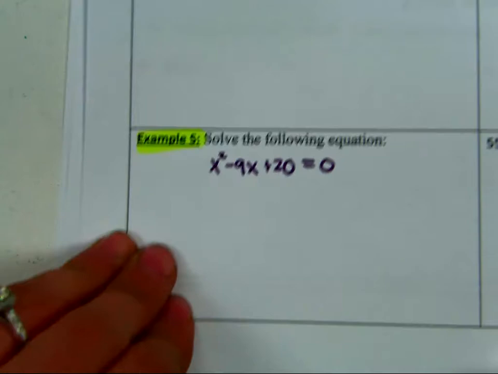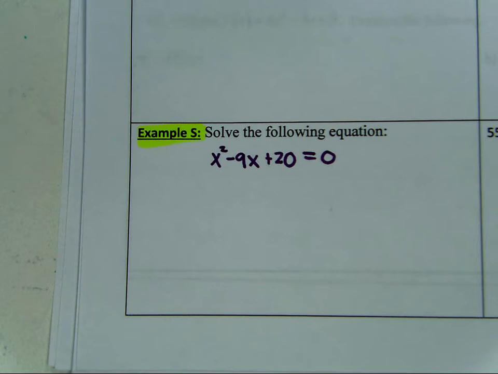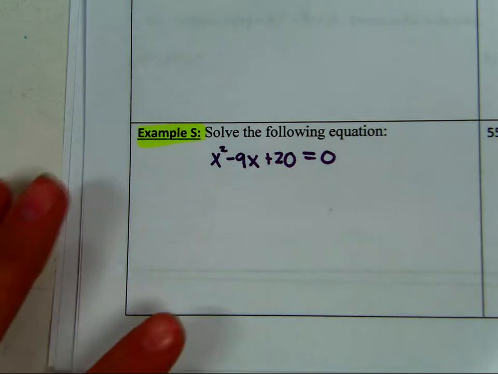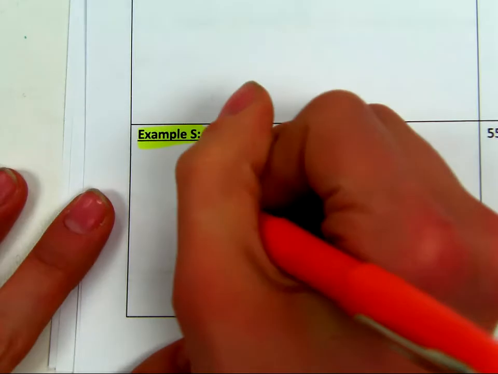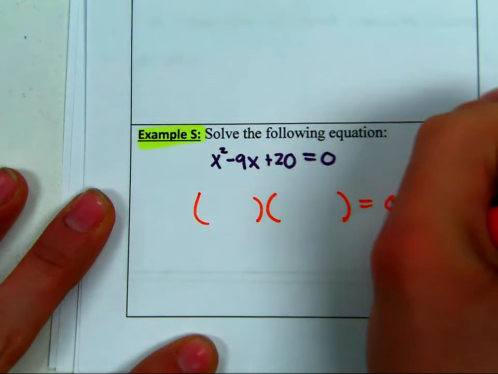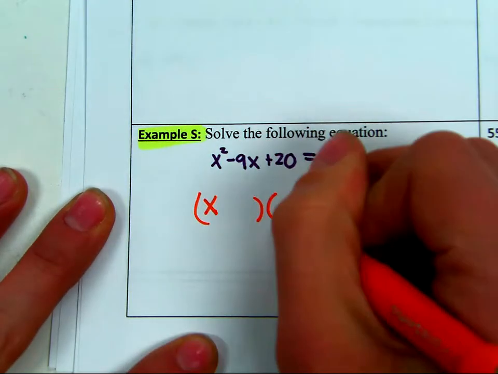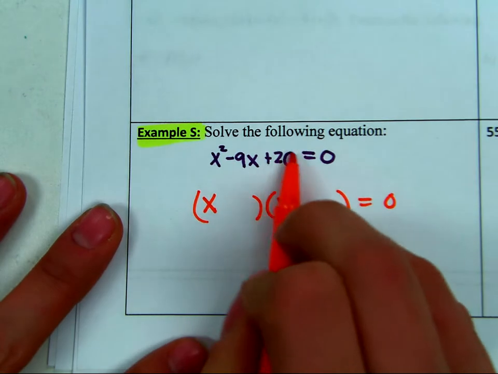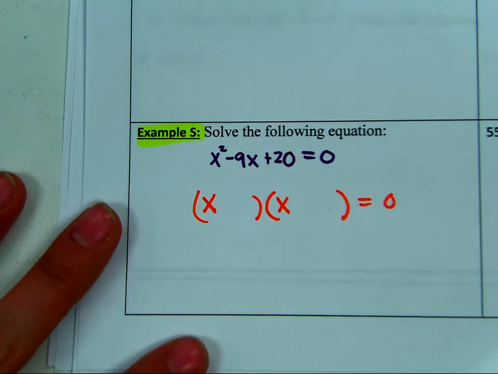Moving on to example S. Solve the following equation. This one can be solved by factoring. If you look at this left side, we could factor this into two sets of parentheses. So we could split x squared into x and x. Then we could think about numbers that multiply to 20 but also add to negative 9.